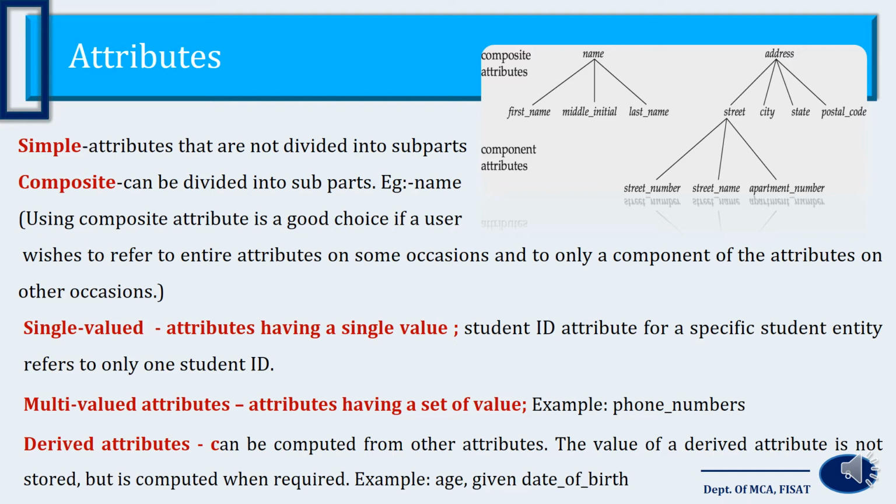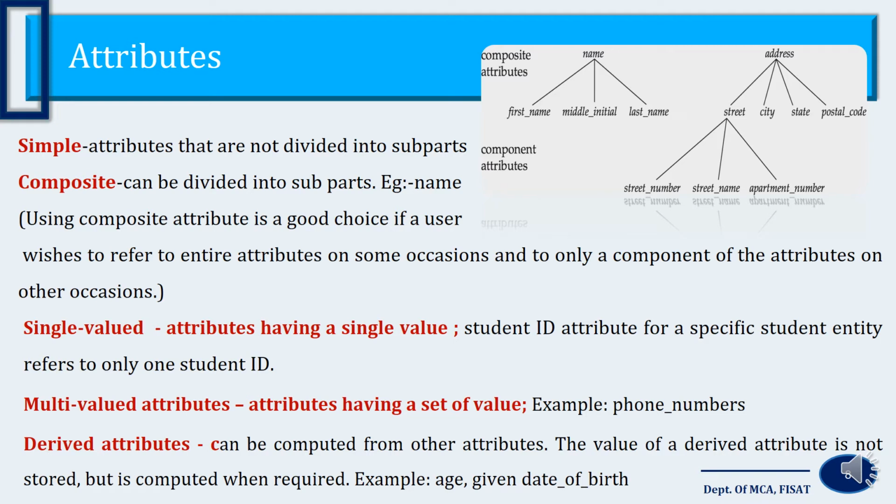Okay. Why are we going to have composite attributes? Using a composite attribute is a good choice if a user wishes to refer to the entire attribute on some occasions and to only a component of the attribute on other occasions. So if you want to know the first name only, we can do that. And if you want to know the full name, that is also possible if you divide an attribute into subparts.